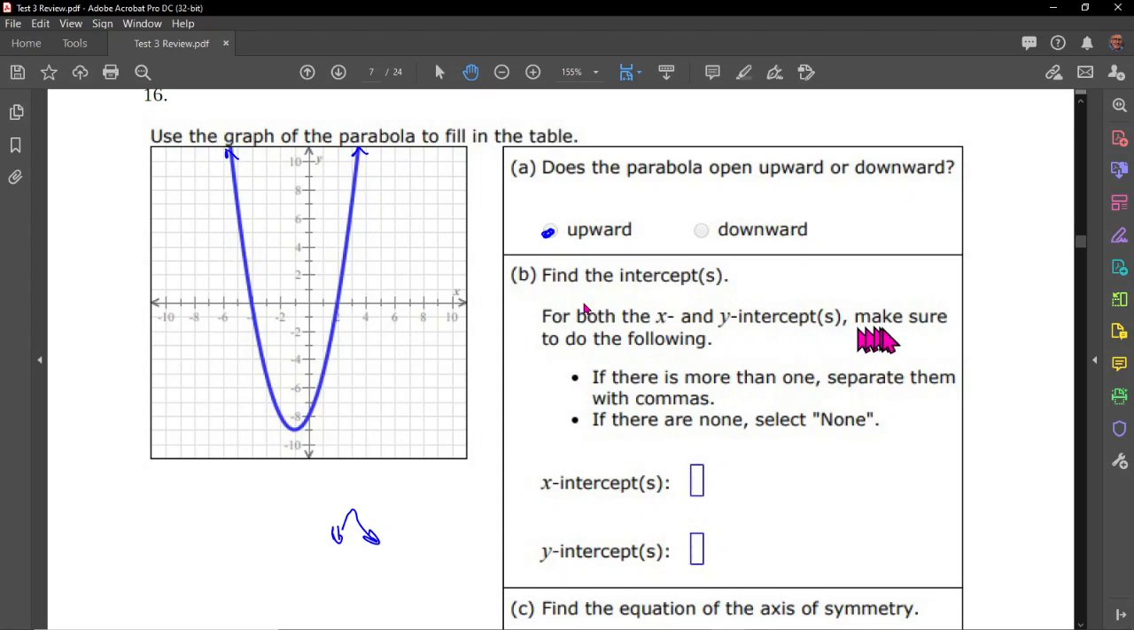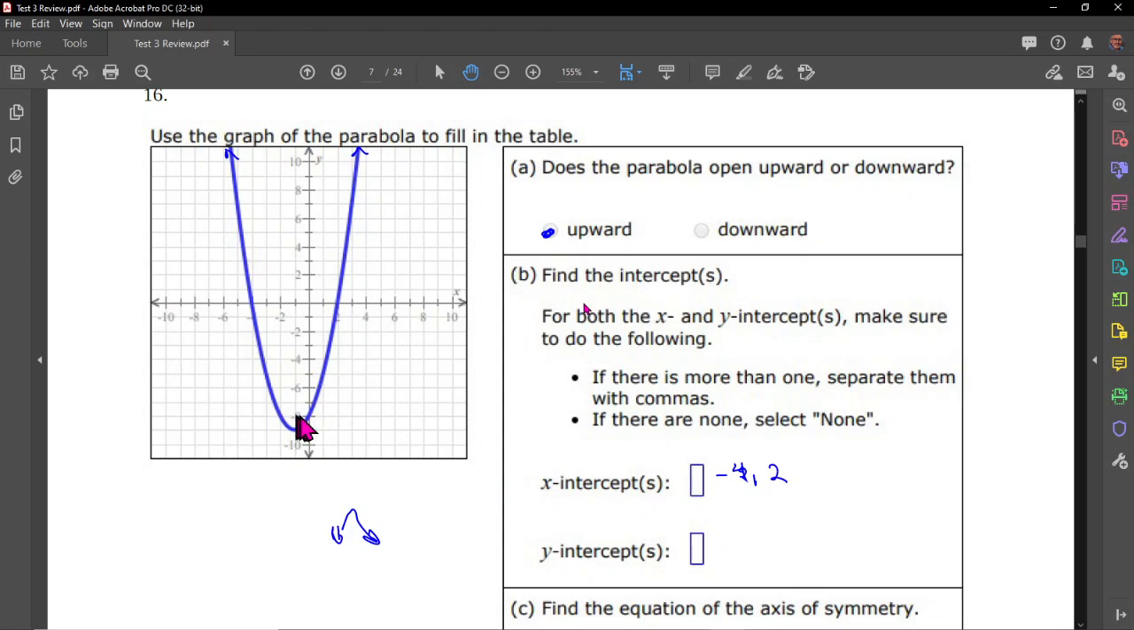Find both the x and y intercepts. Make sure to do the following. Okay, x-intercepts, we can see two of them. And just watch the tick marks here. This is -2, so that's -4. This is 2, so -4 and 2. -4 and 2. Don't get them reversed. You see, separate them with a comma.